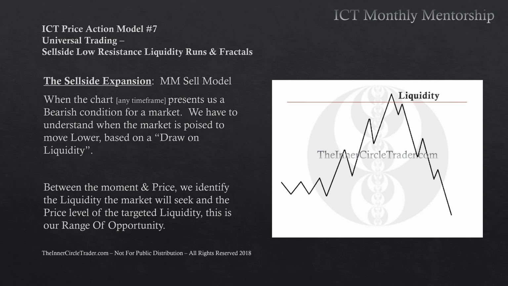Now, between the moment and price, when we identify the liquidity the market will seek and the price level of the targeted liquidity, in other words, after this initial run up, we're expecting the market to go lower. So we need to target a level of liquidity below the market. Once we determine what that price level is, this is our targeted liquidity, and between those two price points is our range of opportunity. So we have equal lows here. So we know there's a sell side liquidity pool resting below that, and that would be our targeted liquidity.